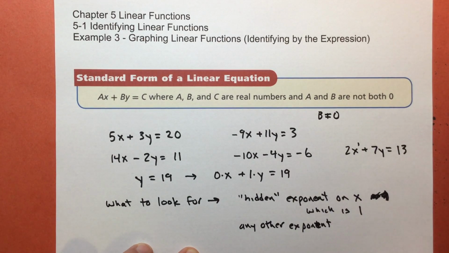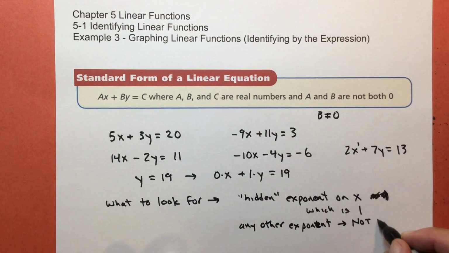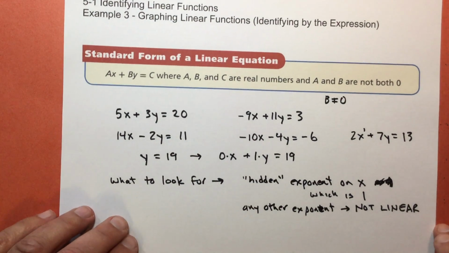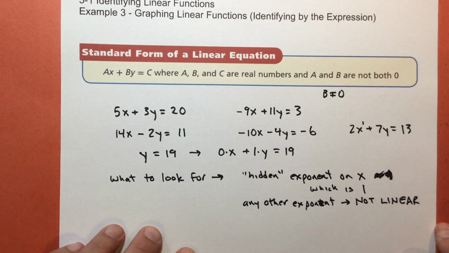That's what happens when I write and talk at the same time. I go too fast for myself. Any exponent other than 1, it is not linear. So if you see x to the second power or x to the third power, anything like that, it's not linear. And we'll study what those are later. Okay, you don't have to worry about them. They are things, but it's just not linear.